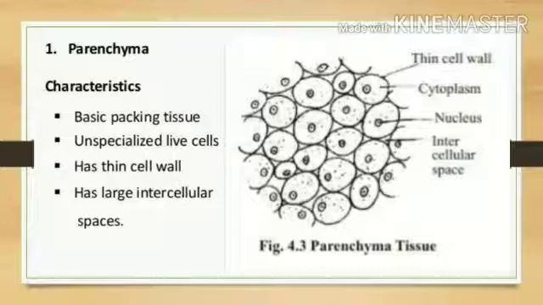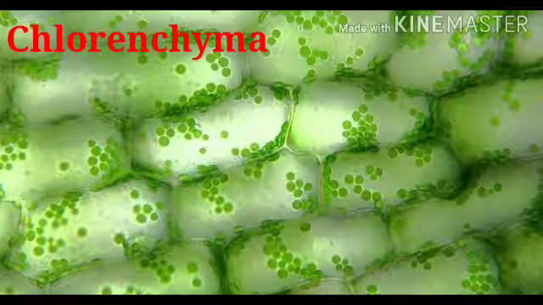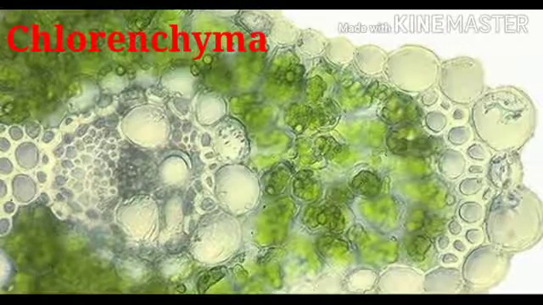If we observe the parenchyma tissue, the parenchyma cells have thin walls, soft and loosely packed. They have many air spaces between the cells. These air spaces are called intercellular spaces. So these parenchyma cells are soft in nature. And some parenchyma cells contain chloroplast in them and they participate in the process of photosynthesis. This type of parenchyma is called chlorenchyma. The parenchyma that has chloroplast is called chlorenchyma.